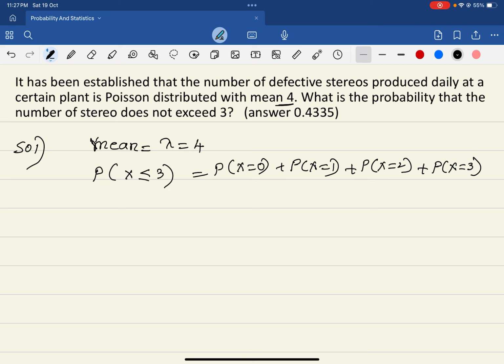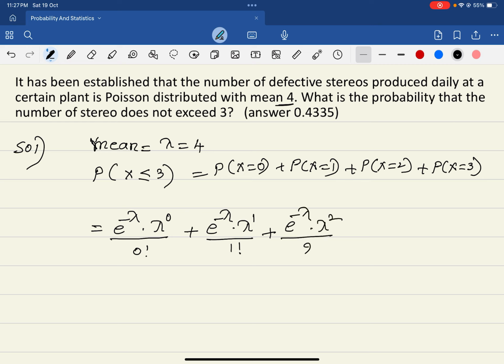So now p of x is equal to 0, suppose, then it is e raised to minus lambda, lambda power 0 by 0 factorial, plus e raised to minus lambda, lambda power 1 by 1 factorial, plus e raised to minus lambda, lambda square by 2 factorial, plus e raised to minus lambda, lambda cube by 3 factorial. Now what is lambda here? 4.